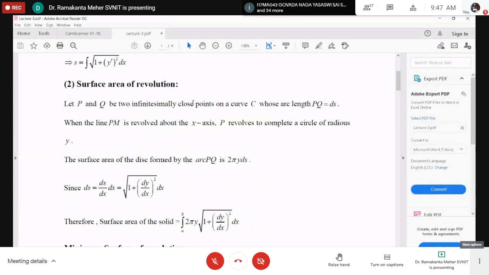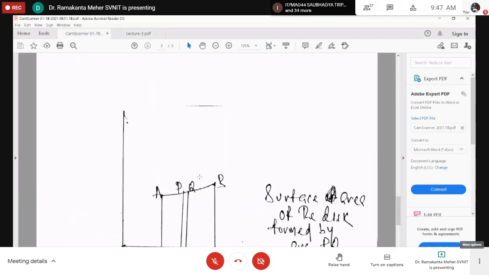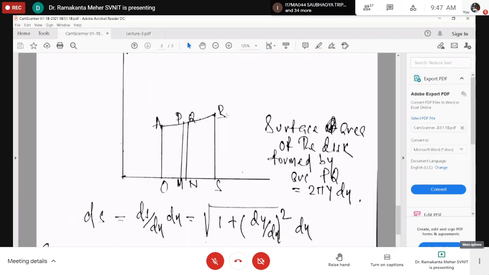Similarly, when we find the surface area of revolution, we can go for this picture here. This is the arc of the curve, whatever the curve C. This is the arc AB. Here also we are taking the same two close points P and Q. This P point be (x, y), Q point be (x plus dx, y plus dy).